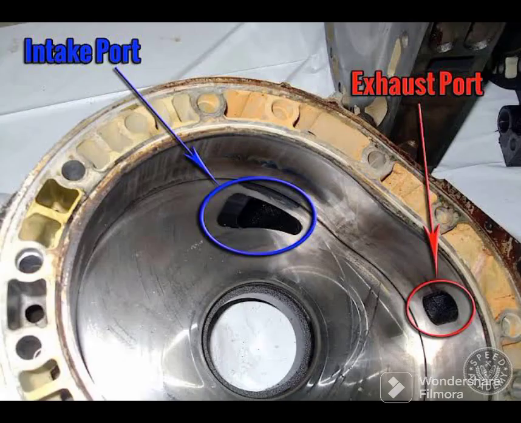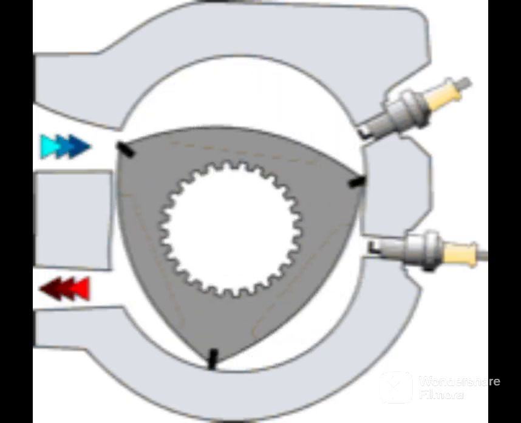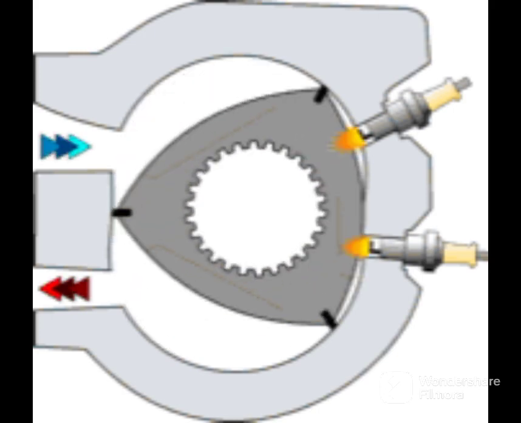Number 4. Intake ports. These are openings in the housing through which fuel and air are drawn into the engine during the intake cycle. Number 5. Exhaust ports. These are openings in the housing through which exhaust gases are expelled from the engine during the exhaust cycle. Number 6. Spark plugs. These are used to ignite the fuel and air mixture in the combustion chamber.